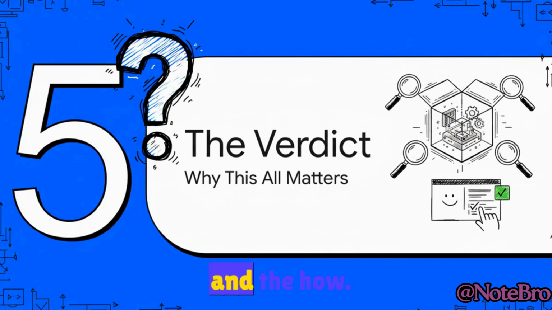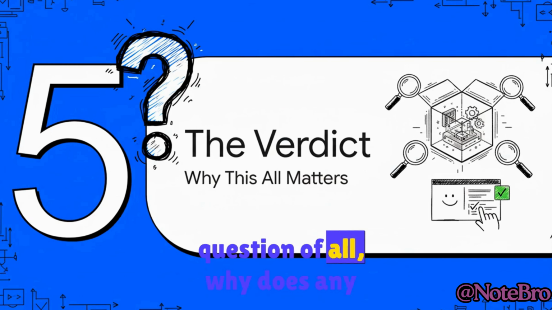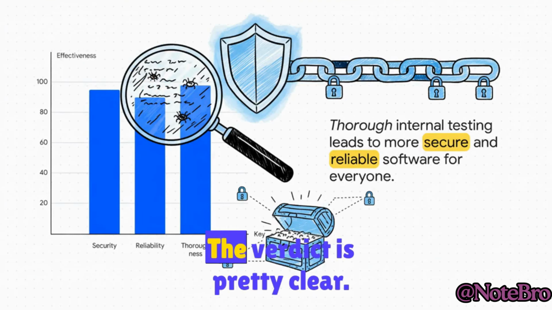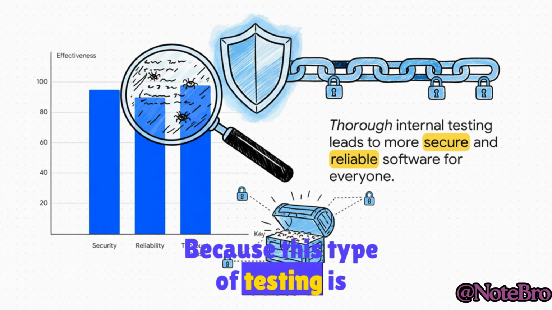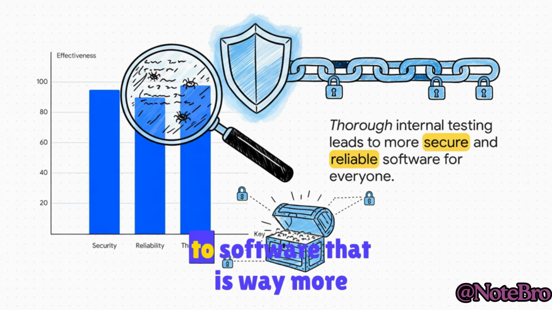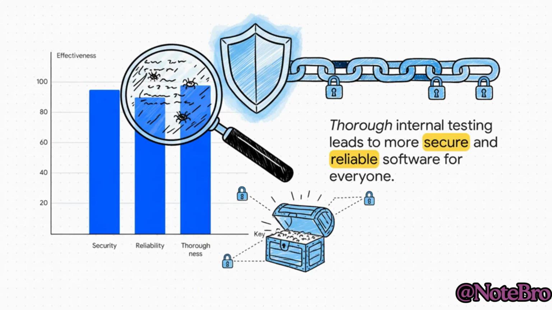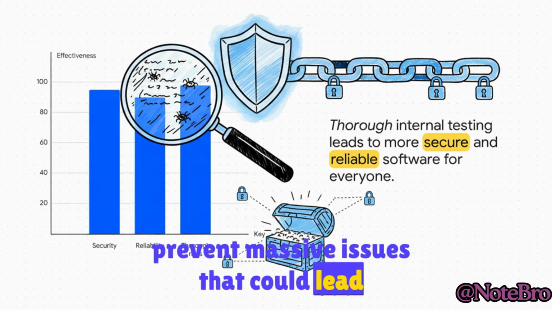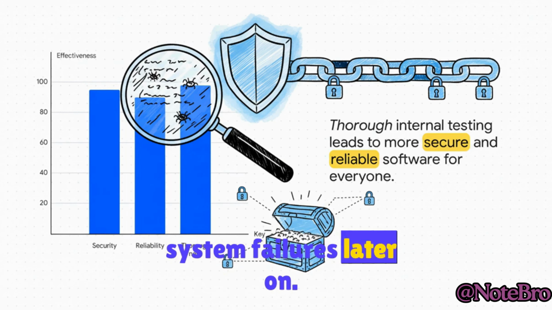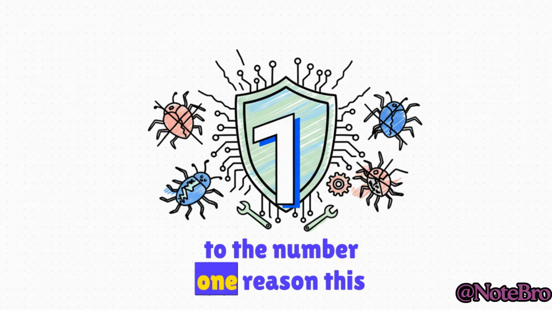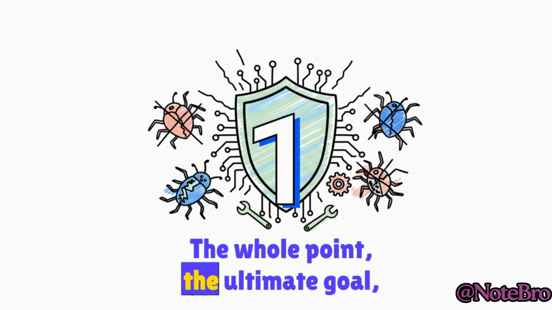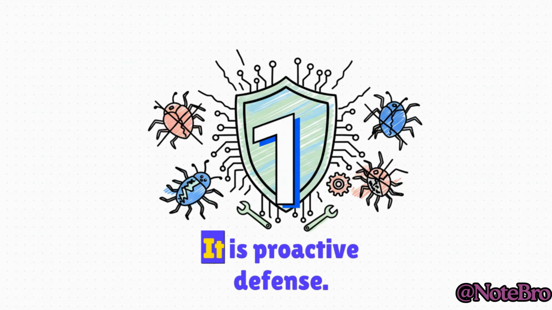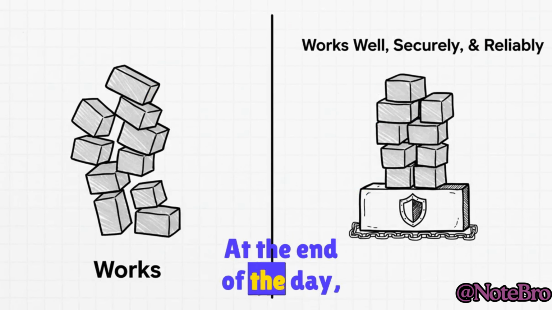So we've covered the what and the how. But now for the most important question of all. Why does any of this actually matter to you, the person using the software every single day? The verdict is pretty clear. Because this type of testing is so incredibly thorough, it leads directly to software that is way more secure and way more reliable. By finding those tiny flaws deep inside the code's logic, developers can prevent massive issues that could lead to things like data breaches or system failures later on. And all of that brings us to the number one reason this is all so important. The whole point, the ultimate goal, is to find and fix all those bugs before they ever get a chance to mess up your day. It's proactive defense.